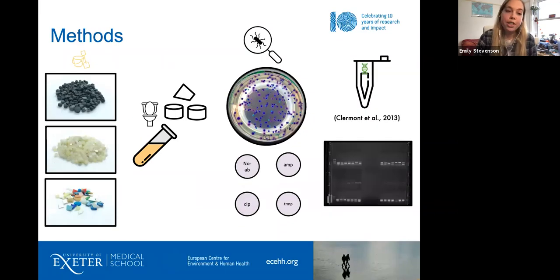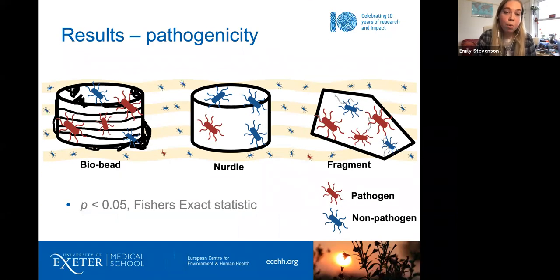So to be able to do this, we took 3 different types of microplastics. We incubated them in sewage, ensuring that they were sterile beforehand. And then we were able to enumerate the E. coli that were present on the microplastic surfaces, both resistant and non-resistant. And then using molecular tools, we were able to identify if they're potentially pathogenic or not. So what did we find?